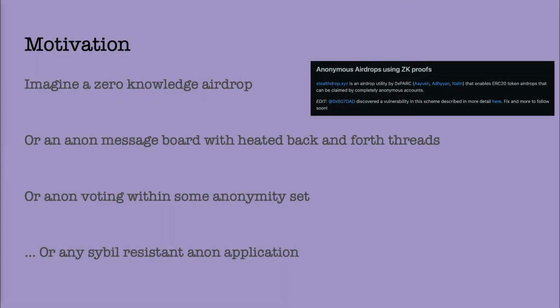So imagine a number of different zero-knowledge applications. Maybe something like a ZK airdrop, where you want to claim some tokens from a completely unlinked account and enable anonymous governance, where you then don't know who is voting for what. But then you need to avoid people double claiming.